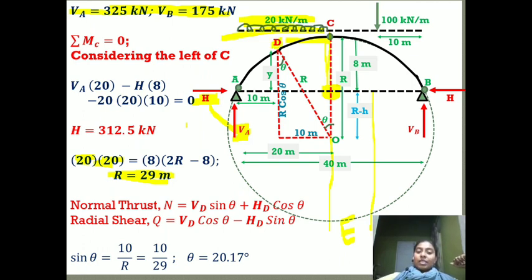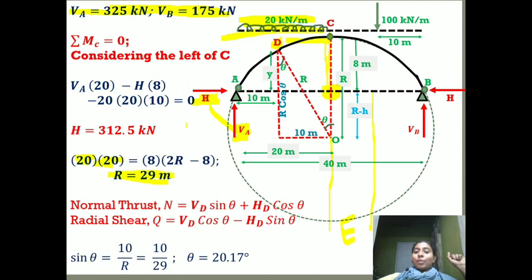So normal thrust N is equal to Vd sin theta plus Hd cos theta, and radial shear Q at D, or you can take it as QD, is equal to Vd cos theta minus Hd sin theta. Now our aim is to find Vd, Hd, and theta. Vd is the vertical shear at D, Hd is the horizontal shear at D. So what is theta?